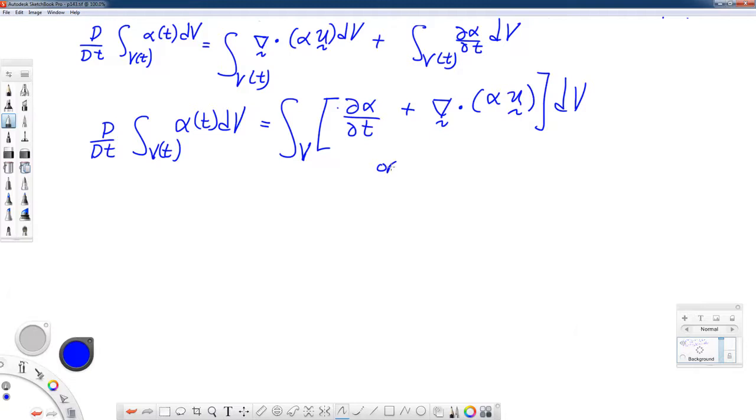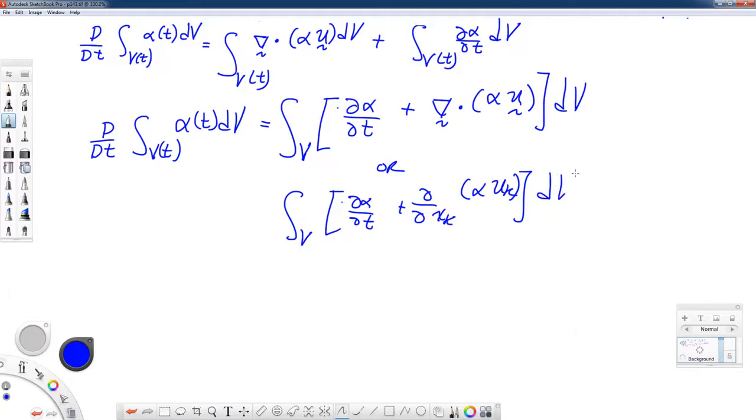Or we can write it the other way. It's a volume integral, if we use our subscript notation, of partial of alpha with respect to time plus partial with respect to xk of alpha uk, dv.